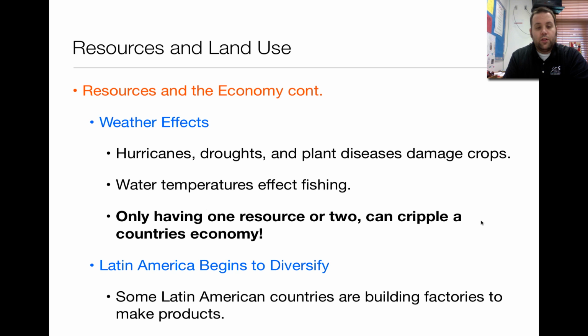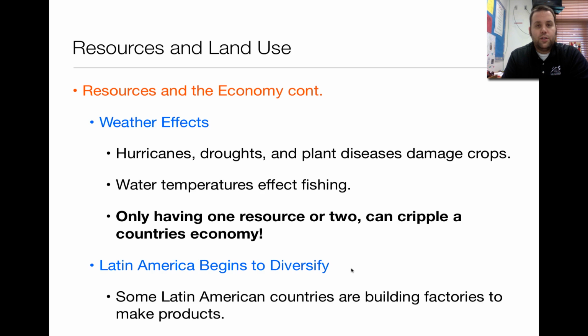All right. And the last thing here, just know that Latin America is beginning to diversify. So many Latin American countries are starting to build factories to make products. Okay, if your mom or dad drive a vehicle from GM or Ford or Chrysler or somewhere around there, more than likely, a majority of that vehicle was built somewhere else other than the United States, probably in Mexico. There are lots of factories within Mexico. If some of your parents own companies, they may own some shops in Mexico as well.